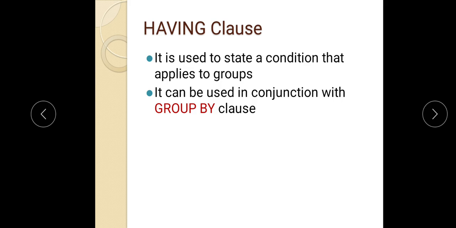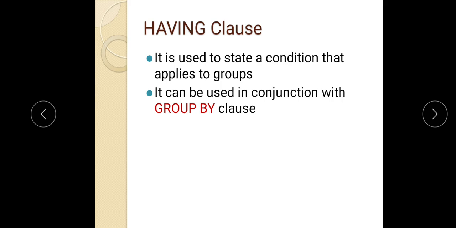Next is the HAVING clause. So what is the use of the HAVING clause? The HAVING clause is used along with a GROUP BY clause. It is implemented to state a condition that is applied on groups. If we want to give certain conditions based upon a particular group, then we can use the HAVING clause. Just by saying the statement you will not be clear, so I will give an example and you will get more clarity.